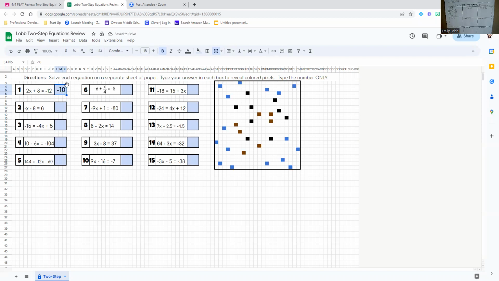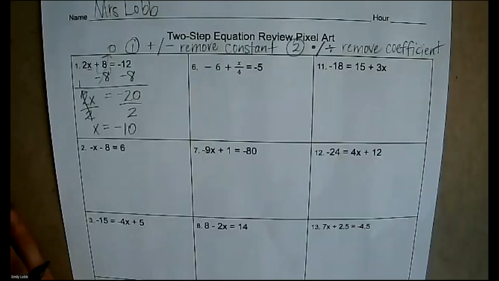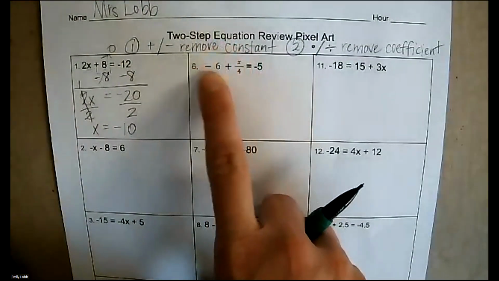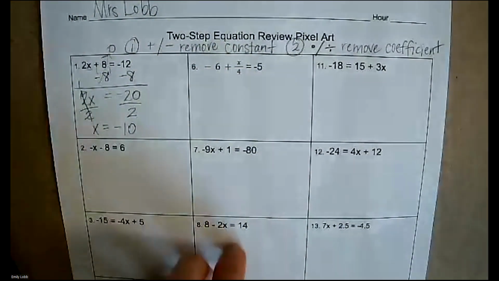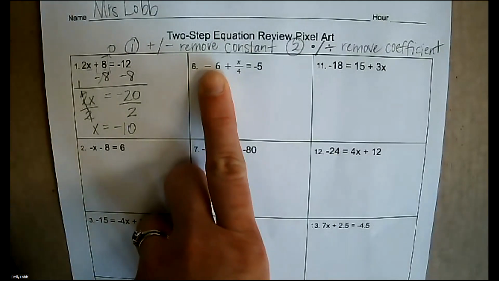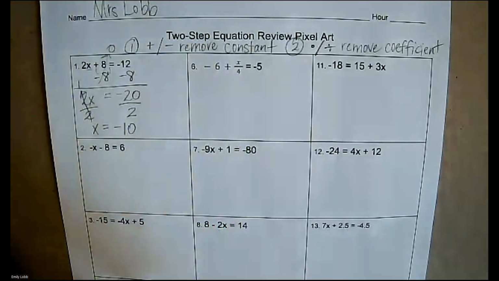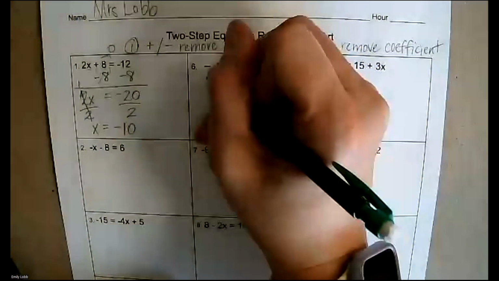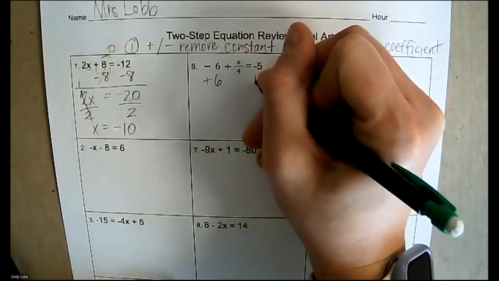Now be careful, because our paper does go down too. So I'm going to do number 6 now, which is at the top. Oh yeah, this is flipped around a little bit, but we still have to identify what the constant is and get rid of it. We have to get rid of the negative 6. So what do I need to do to both sides? Add 6 to both sides.